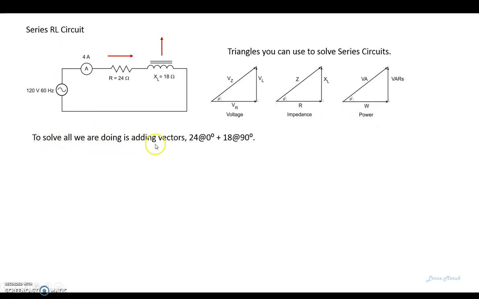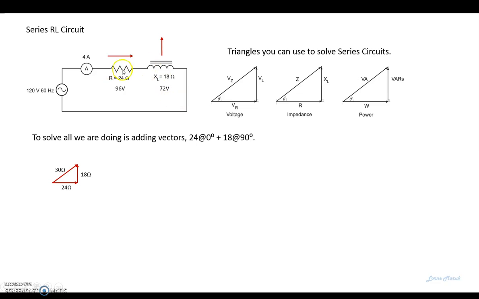But basically all we're really doing is adding vectors. So we could also go on our calculator 24 at angle 0 plus 18 at angle 90 and still get the same results. Here's our triangle. Fill in the values. Using Pythagoras, we can see that it is 30 ohms. And then we could do a check. Is 120 divided by 4 30 ohms? And if it is, we've done it right.